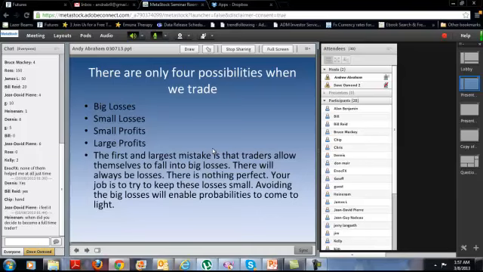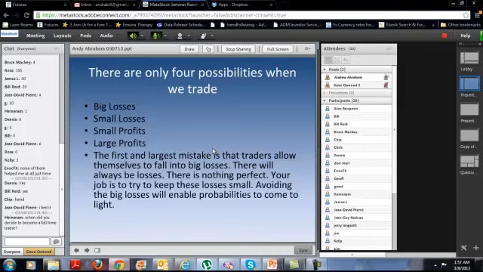When we trade, there's only 4 possibilities. That's it. Big losses, small losses, small profits, large profits. The first and largest mistake that traders make is they let themselves fall into big losses.